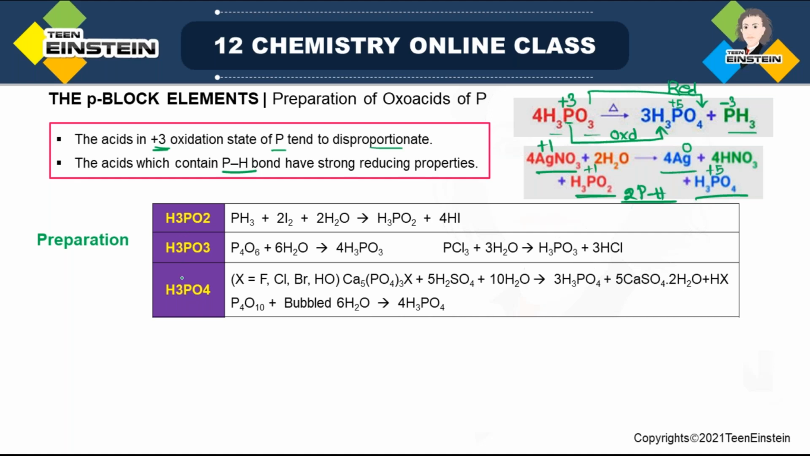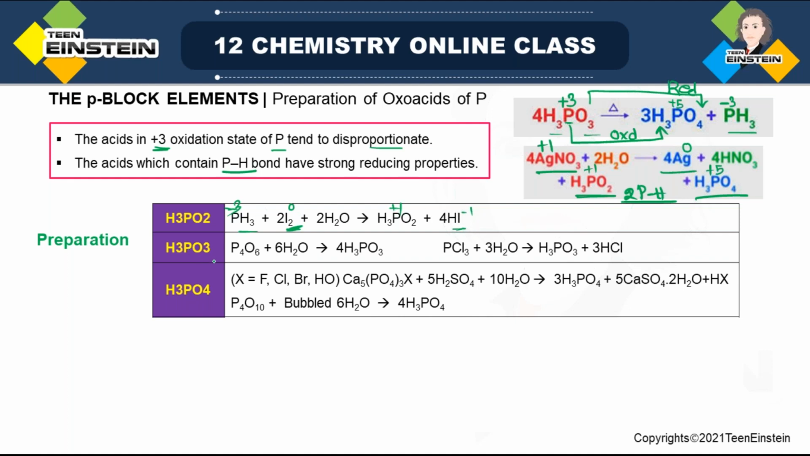First, we have H3PO2. We can make it by taking phosphine and iodine, which we are using as an oxidizing agent. Here the oxidation state of phosphorus is -3, but here it will be +1, which means phosphorus is undergoing oxidation. And iodine itself is reduced because it is acting as an oxidizing agent, so it will gain electrons. So from 0 it is now -1, iodide.